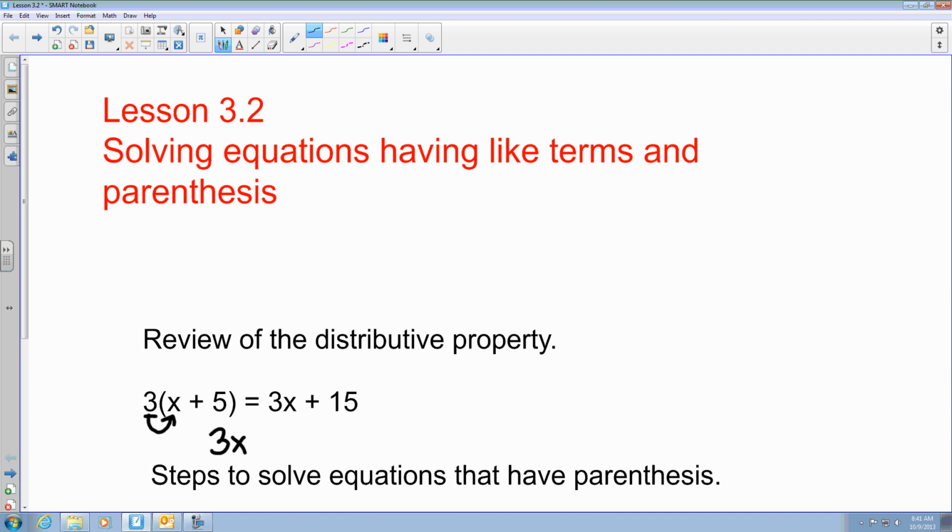Then what you're going to do is you're going to take that plus and put it right here. Plus. And then the last thing is you're going to take 3 times 5, which is 15. So that's why 3 times the quantity of x plus 5 is 3x plus 15.